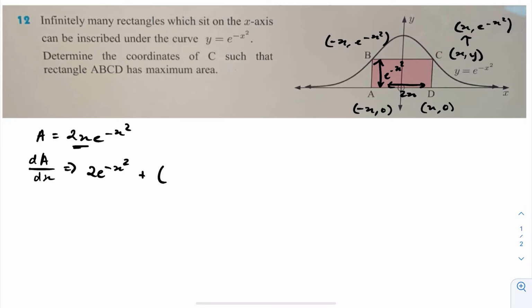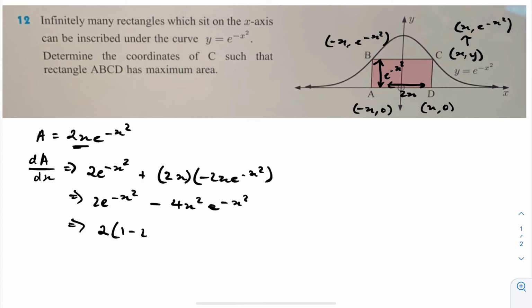You add this to 2x, which is the first function, times the derivative of the second function, which is negative 2x times e to the power of negative x squared in this case, which gives us 2e to the power of negative x squared minus 4x squared e to the power of negative x squared. And if we factor, we get 2 times 1 minus 2x squared times e to the power of negative x squared. What we can do is set this to 0, and we can break it up into its parts.